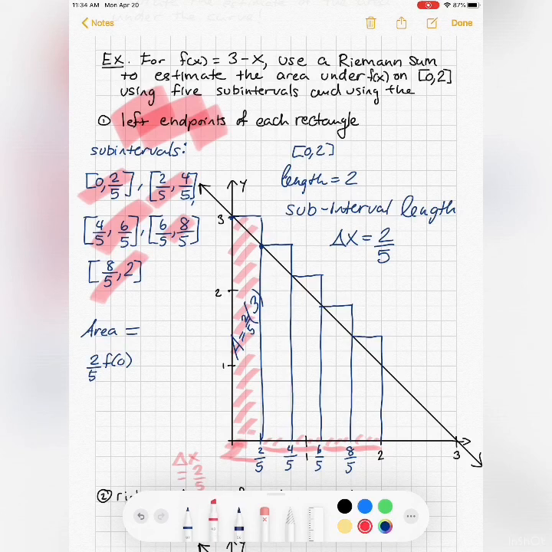Okay, but look back up here at the function. f of 0 is 3, right? So I can write it out in this notation first if that's helpful. 2/5. And then the next one, look at this rectangle. So the height of that rectangle is f of 2/5, right?